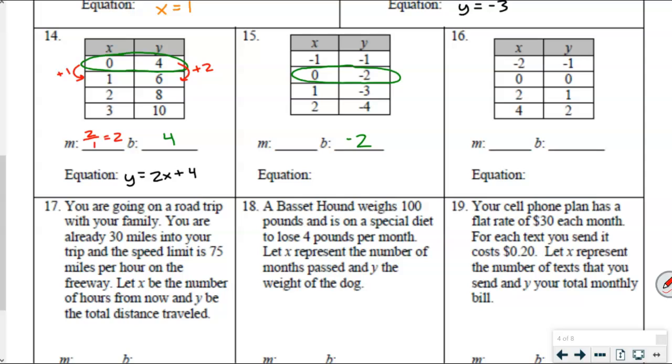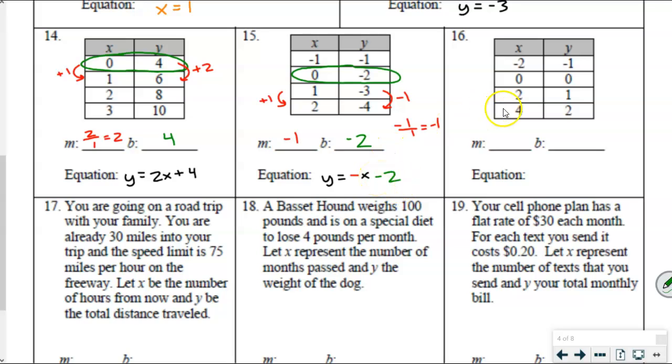Let's finish up number 15. We already found the y-intercept. Can you find the slope? Check in with your groups first and then we'll come back together. What is the slope of number 15? Did you get a slope of -1? Yeah, because we're going down 1 every time the x values change 1. So that would be -1 over 1, which simplifies to -1. Therefore, the equation is y equals, I'm going to be lazy here, and I'm just going to say -x minus 2.